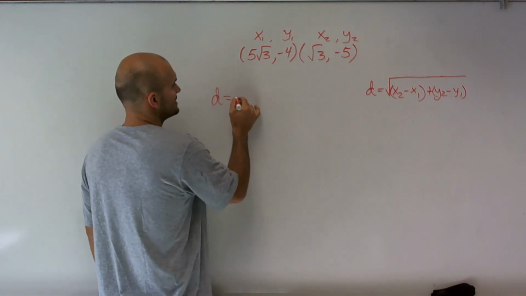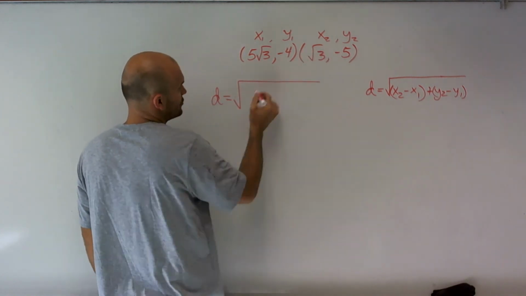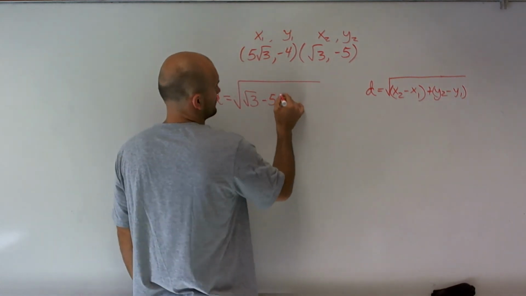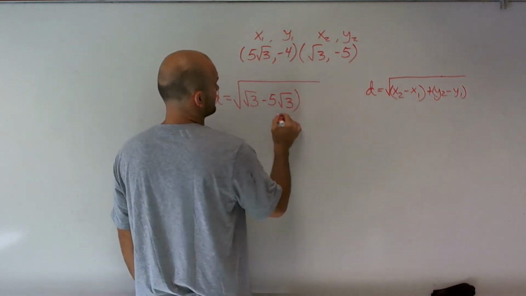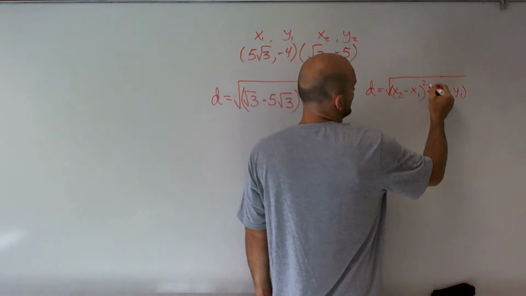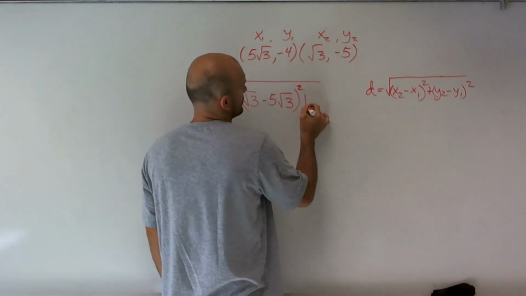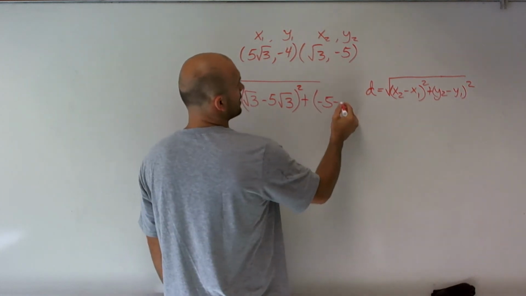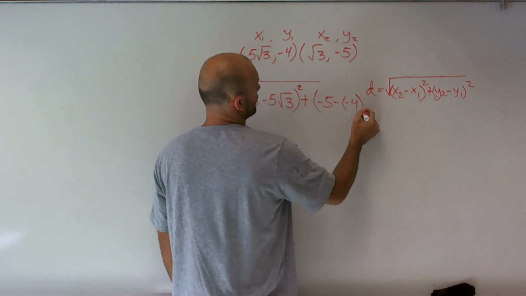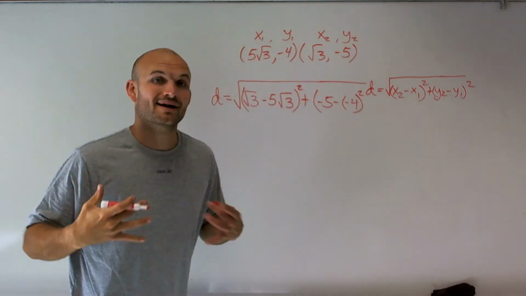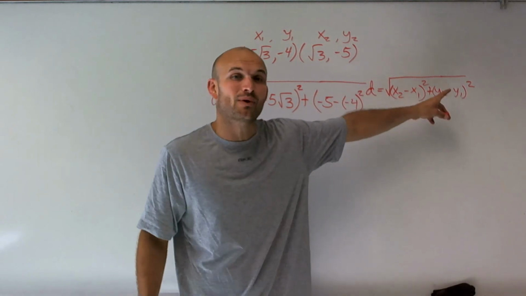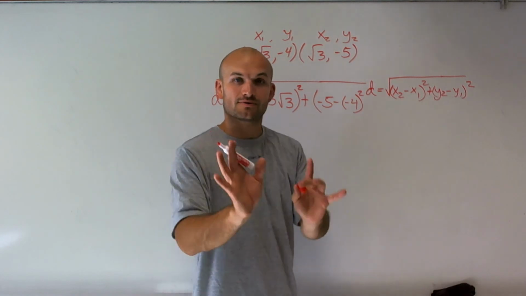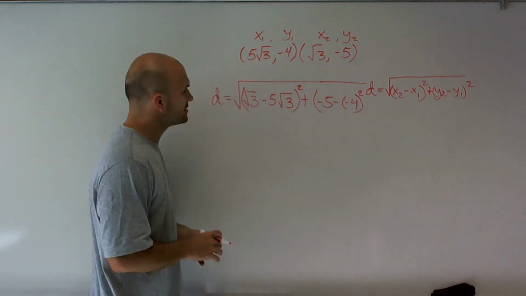So I'll say the distance is equal to the square root of, x2 is square root of 3, minus 5 square root of 3, in parentheses, squared, plus y2, which is negative 5, minus y1, which is negative 4, squared. It's really important, I forgot while I was writing this down: make sure you square it. The actual formula is x2 minus x1 squared plus y2 minus y1 squared. Just a little mental lapse by me.